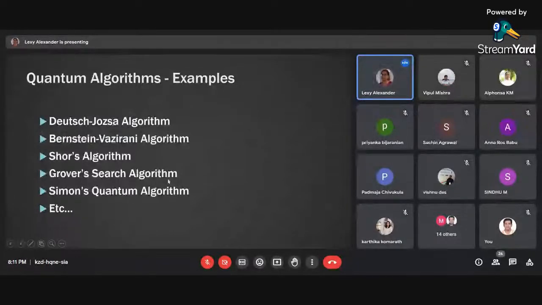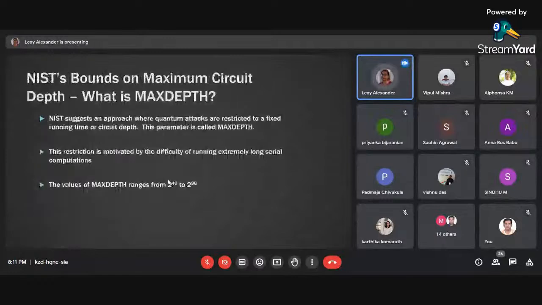Before going into Grover's search algorithm, NIST has given some bounds on maximum circuit depth. We are implementing a quantum attack, designing an attack. This Grover search algorithm is a quantum algorithm which has to be implemented on a quantum circuit. So how big can the circuit become? You can write a big program which will never complete and finish. Correct. That is why NIST has given some bounds on the circuit depth.